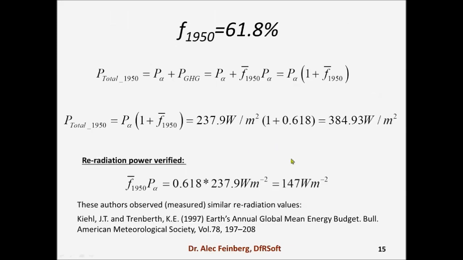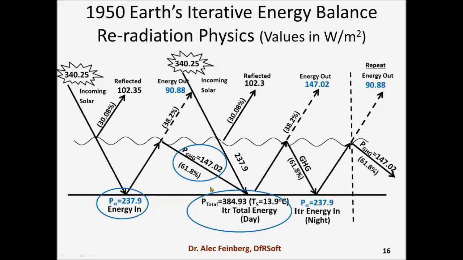Okay, now we have a little more information. The nice thing is, if we look at just this guy right here, the 1950 times P alpha, that gives us 0.618 times that. That's our 147 value. That's the re-radiation energy on average, and that has been observed by these authors in 1997. So this is an actual observable number, and we have some information on that. That gives us more validity for the 0.618 number.